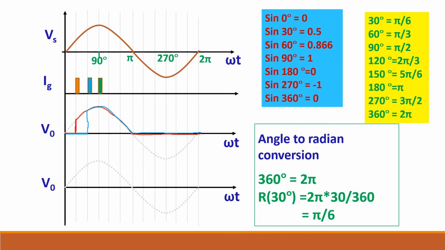Okay. So next we will do for another. Suppose our gate pulse is at 90 degree. So in that case till 90 degree your output voltage is 0 and draw the waveform at 90 degree. Follow the input waveform till 180 degree, then 0 till 2 pi.